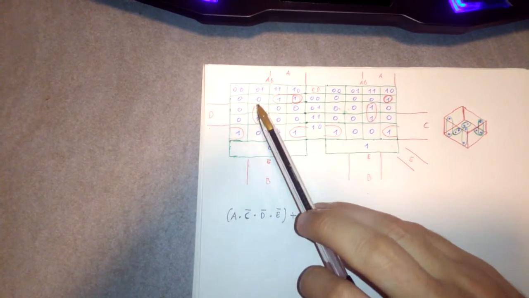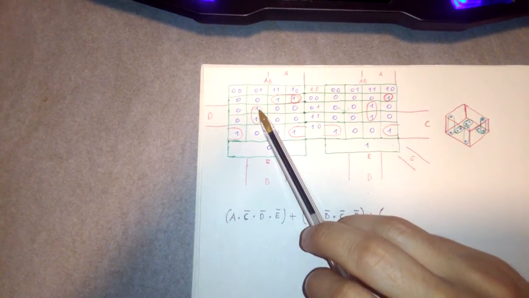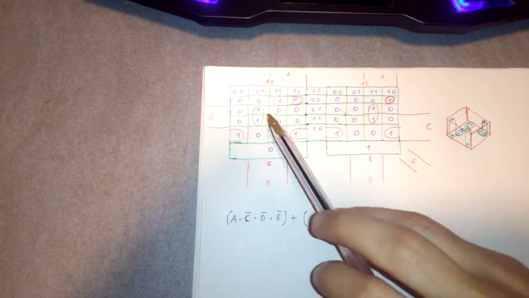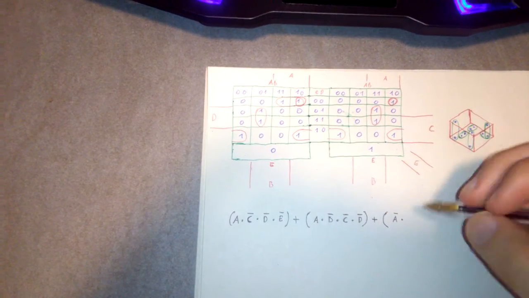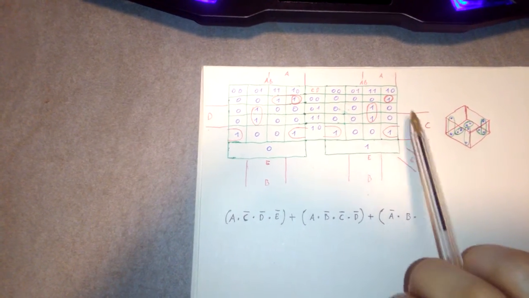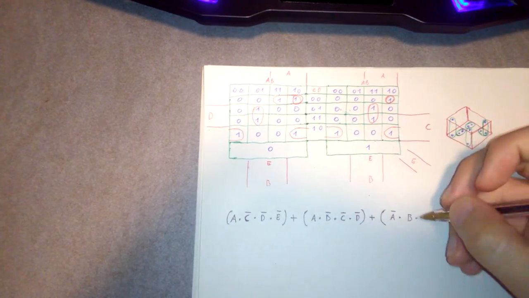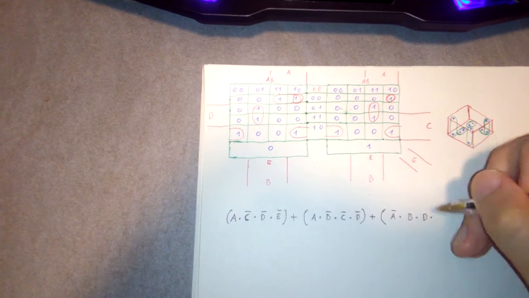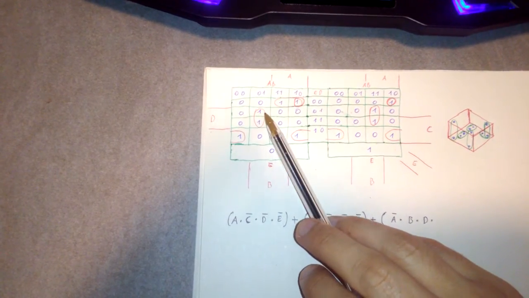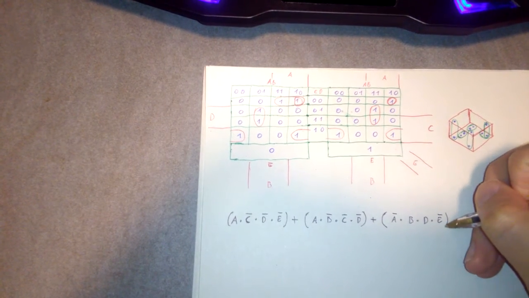Then we're going to move to this one, this group of 2. Now, this group of 2 is actually outside of A, so we're going to have A naught times, it's inside of B, so we're going to have times B times, it's half inside and half outside of C, so we're going to leave C alone, and it's completely inside D, so we're going to have times D. Lastly, it's completely outside of E, because E is always 0 on this plane, so on the bottom plane. So times E naught.